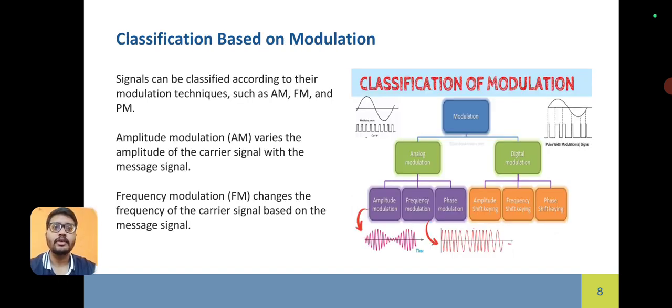Classification based on modulation. Signals can be classified according to their modulation techniques such as AM, FM, and PM. Amplitude modulation varies the amplitude of the carrier signal with the message signal. Frequency modulation changes the frequency of the carrier signal based on the message signal.